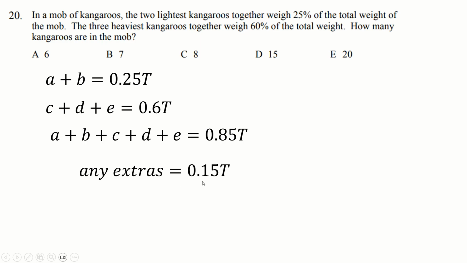15% of the total, that's a contradiction to the first line, because A and B were described as the two lightest kangaroos, adding to make 25% of the total. So if there are two kangaroos here making this, then they would be the two lightest, not these. So there can't be two here. There obviously can't be 3 or 4 either. But there also can't be one of them.